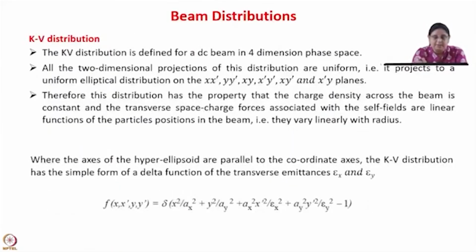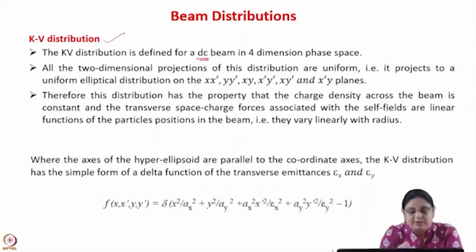Now let's discuss some beam distributions. The simplest distribution is the KV distribution. The KV distribution is defined for a DC beam in 4-dimensional phase space. Whenever we talk of DC beams, we talk of only the 4-dimensional phase space, which is x, x prime, y, y prime.